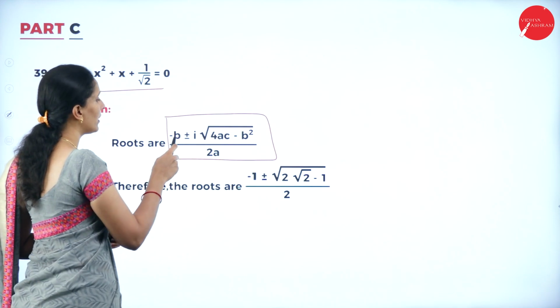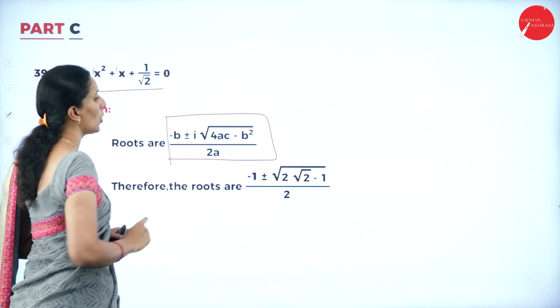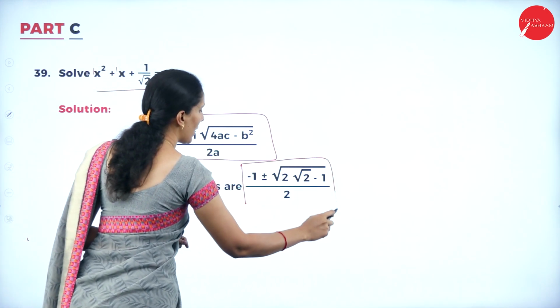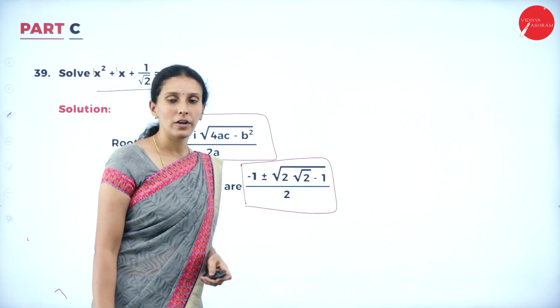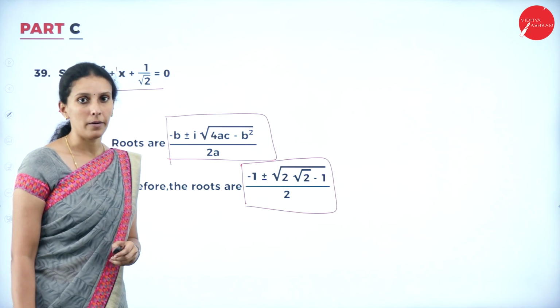Once you solve it, b is 1, a is 1, c is 1 by root 2 here. If you substitute and solve, you will get the answer minus 1 plus or minus i times the square root of 2 root 2 minus 1, whole divided by 2. So this is the root of this complex number.